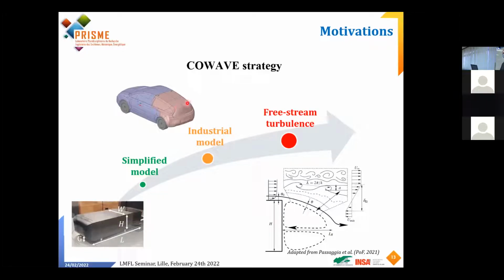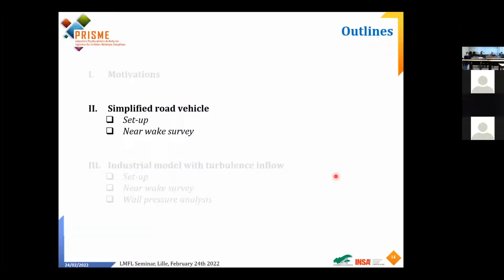And on top of this industrial model, because the industrial model is this one, obviously, we will use free stream turbulence. So it's like this schematic here, where we will have a recirculation bubble, which is here. And on top of this, we will have a turbulent flow at the external position. Okay? So let's move now to the second part of the presentation, where I will speak about the simplified road vehicle model.